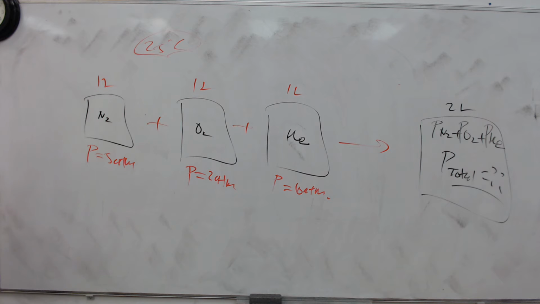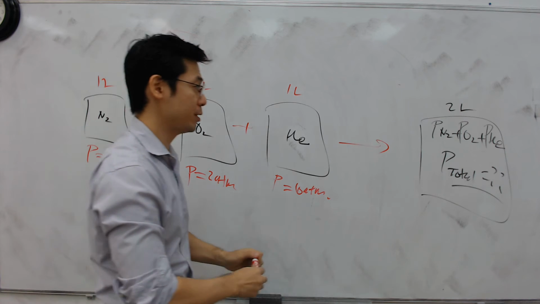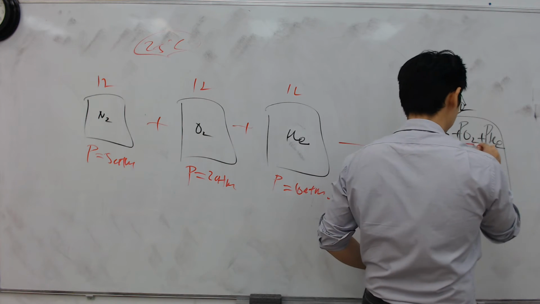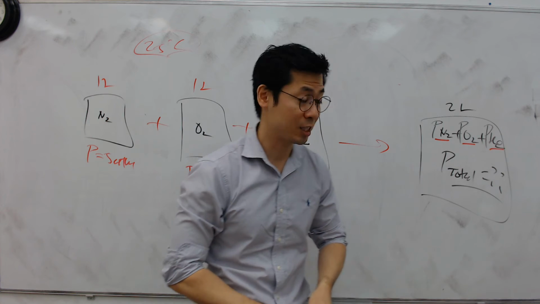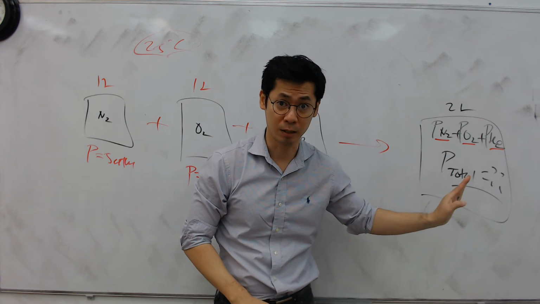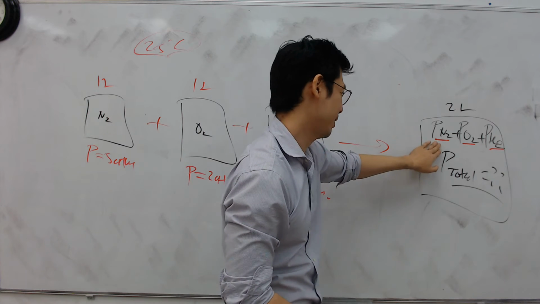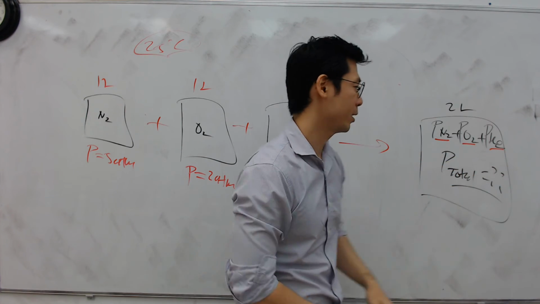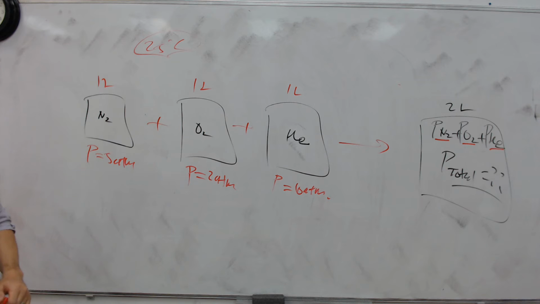As I mentioned, partial pressure is what? They exert pressure. So you now have N2 gas, O2 gas, and helium gas, right? They exert pressure independent from each other. Do you understand what I'm saying? For N2 gas, it doesn't matter if the other two gases are there or not. It doesn't matter.